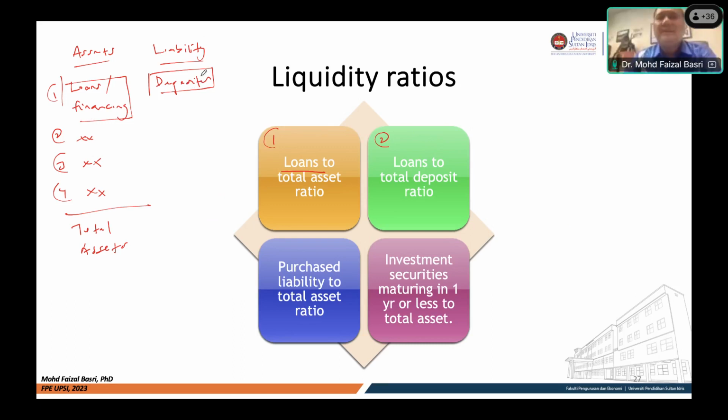Maknanya kalau 1 billion juga, contohlah 1 billion, it means 100% of deposits channeled to the loans and financing, contohnya. So it will be 100% lah kat situ, loan to deposit. Or it can be something like that. Okay, so this is how we measure liquidity. So a higher level of loans and a higher level of purchased borrowed liabilities are indicators of liquid position, and the level of cash, and so on, is also a sign of liquid position.